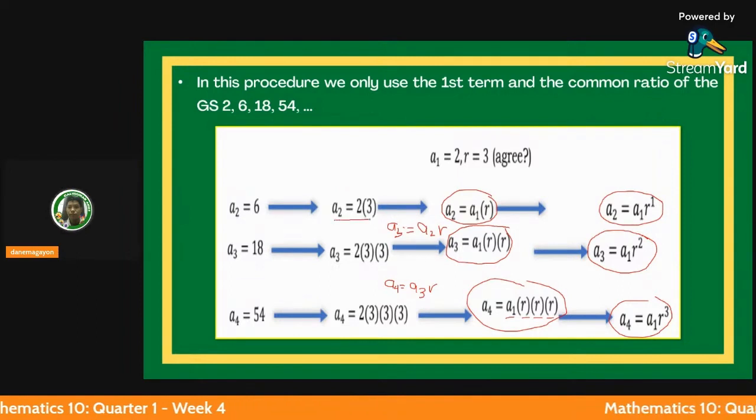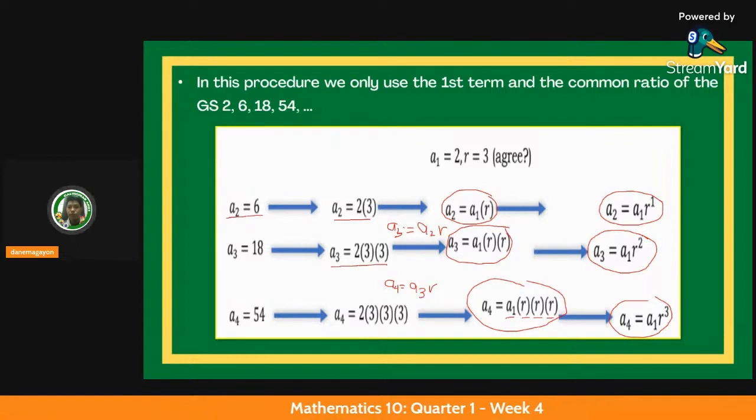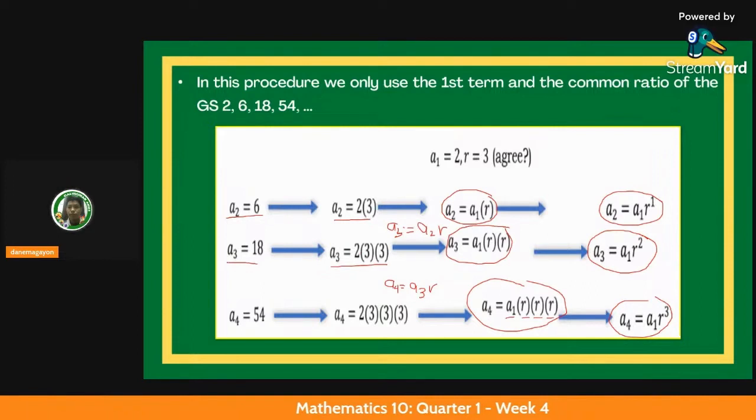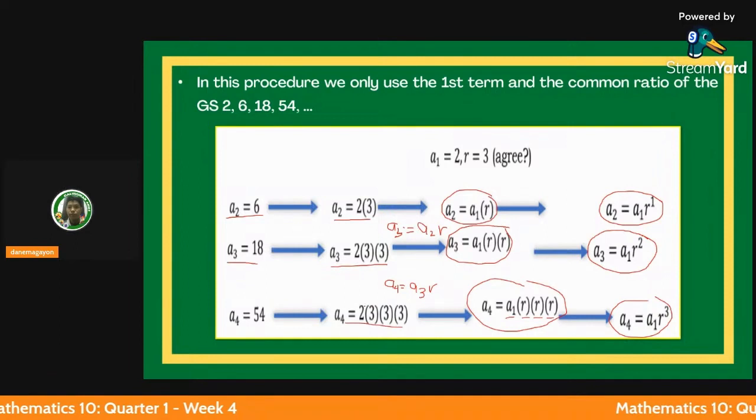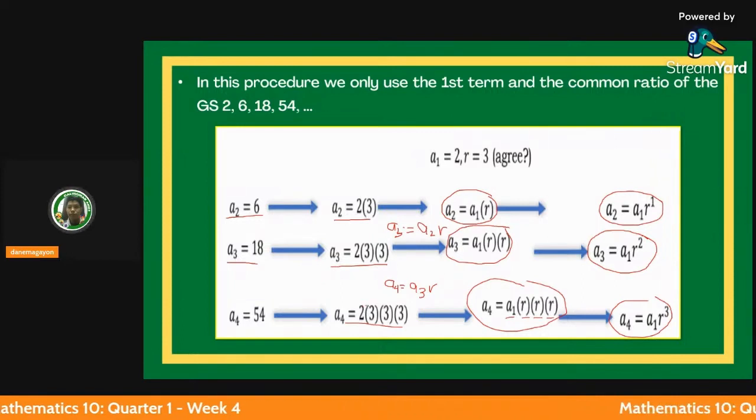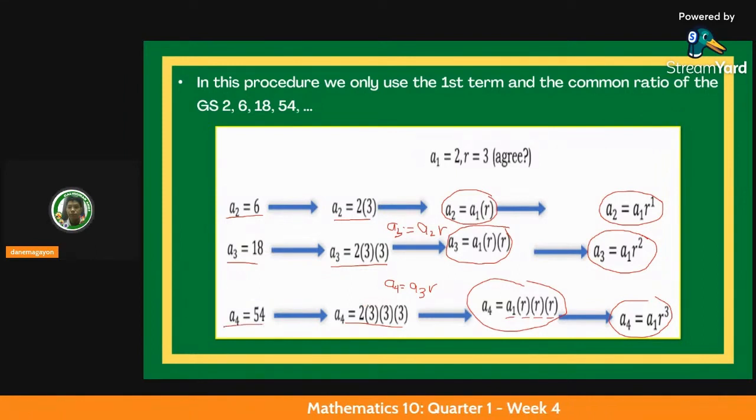So ito yung mga magiging corresponding value. So for a sub 2, we have 2 times 3. So that's why our answer is 6. For a sub 3, we have 2 times a sub 1 times r times r. So we have 2 times 3 times 3. Or we have 2 times 3 raised to 2. As a result, yung answer natin is 18. Same thing with the a sub 4. So we have a sub 1 times r times r times r. So we have a sub 1 as 2, then r is equal to 3. So we have 2 times 3 times 3 times 3. Where we have 2 times 3 raised to 3. Ang result natin will be equal to 54.